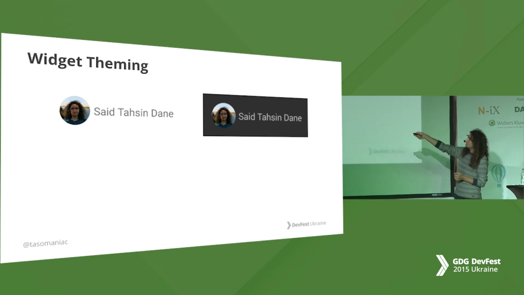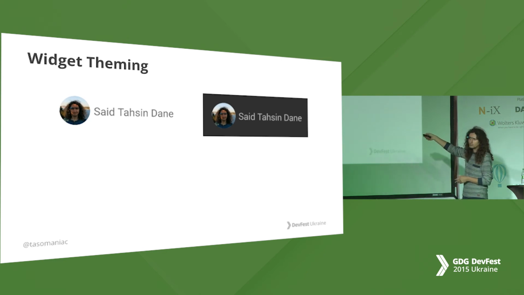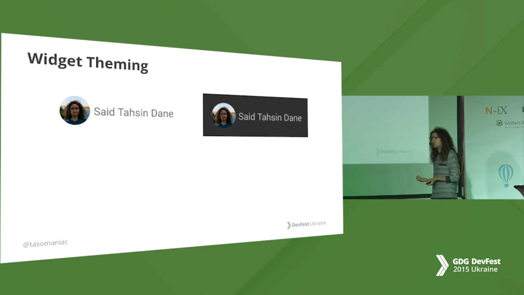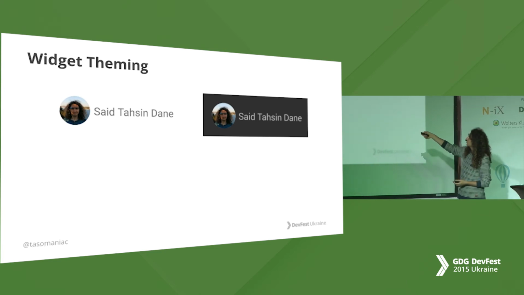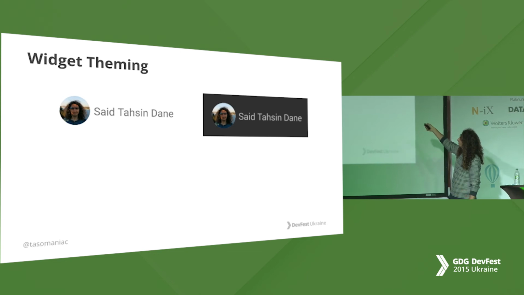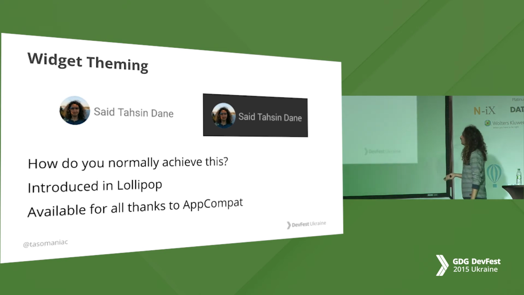So we have this, right? But we may want to have the same layout on a dark background. What would you normally do before? You will set the background manually, and you will change the text color manually, right? So not anymore.